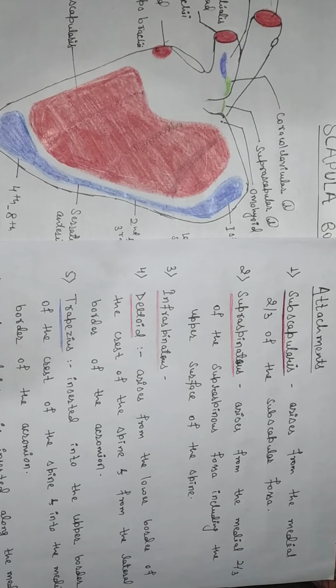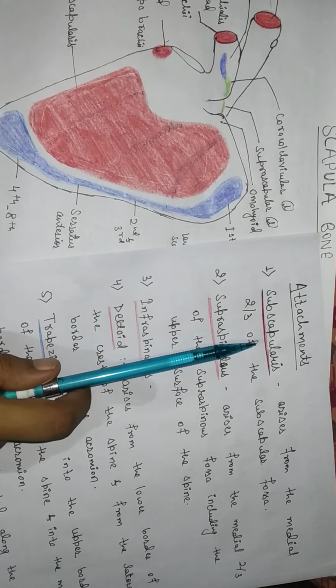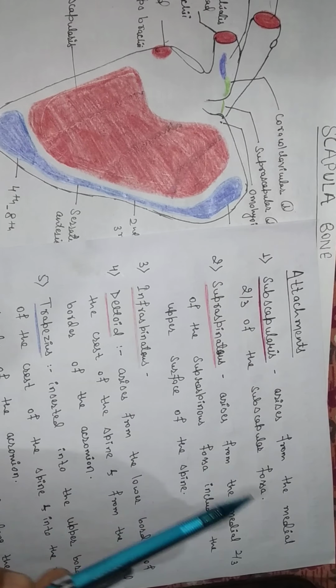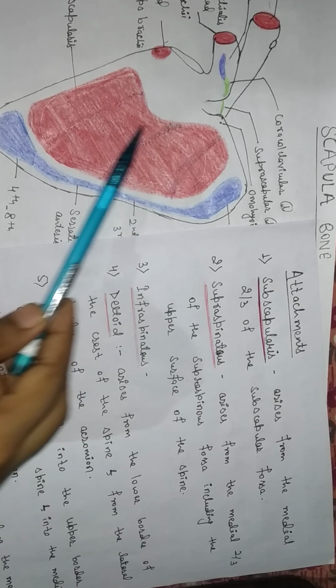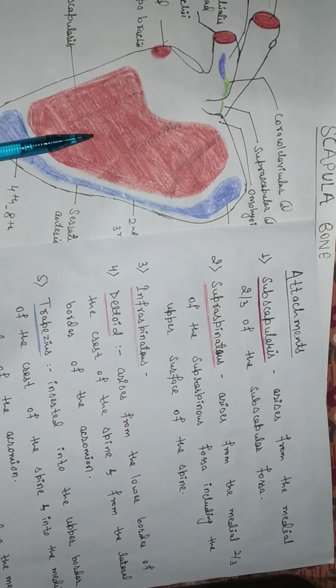First, this is the costal surface and this is the dorsal surface. First, start with subscapularis muscle. The subscapularis muscle arises from the medial 2/3 of the subscapular fossa. This is the subscapular fossa, and subscapularis muscle arises from the medial 2/3 of the subscapular fossa.